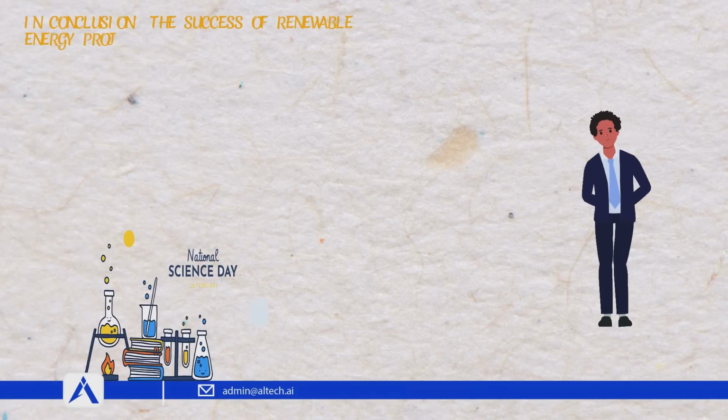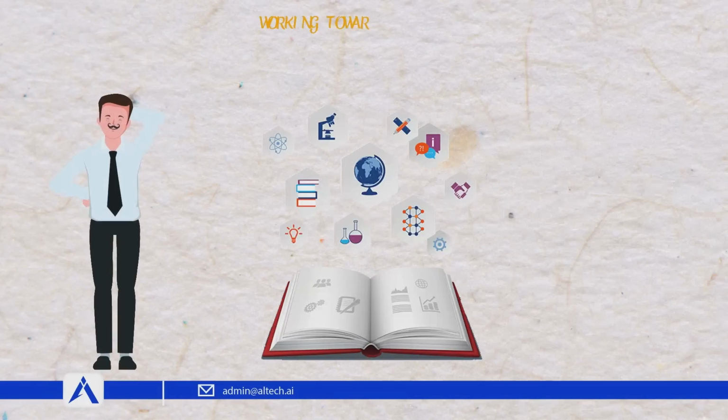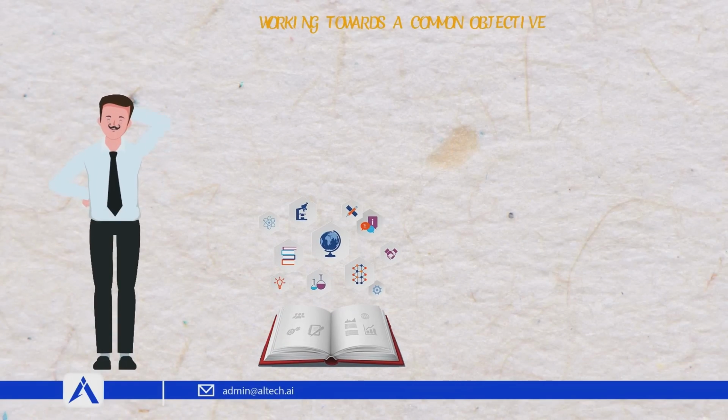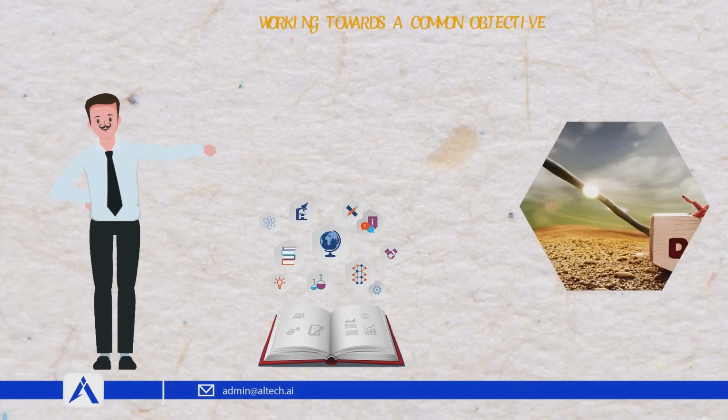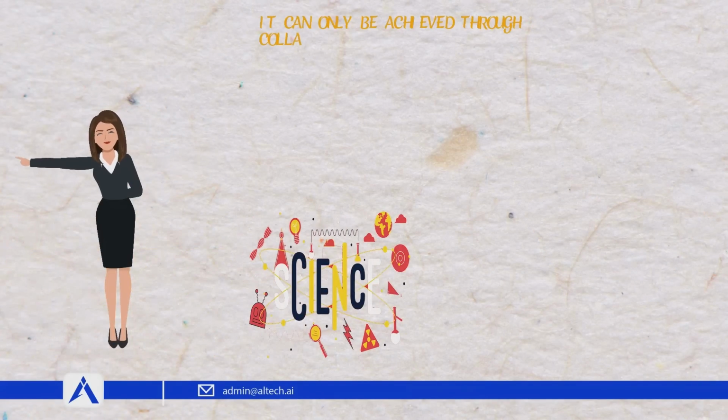In conclusion, the success of renewable energy projects and innovations depends heavily on cultural perspectives and acceptance. The shift towards renewable energy is not just a technological challenge, but also a cultural one. Renewable energy needs to be seen as a way of life, rather than just a mere technology. Understanding cultural differences and beliefs, and working towards a common objective, is key to successful implementation of renewable energy projects.